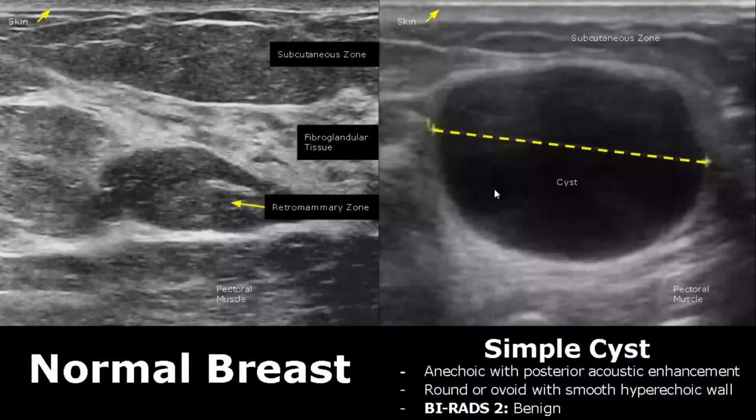A simple cyst will appear as an anechoic structure with posterior enhancement. The cyst will be round or ovoid with a smooth hyperechoic border. It is classified as BI-RADS 2, which is benign.